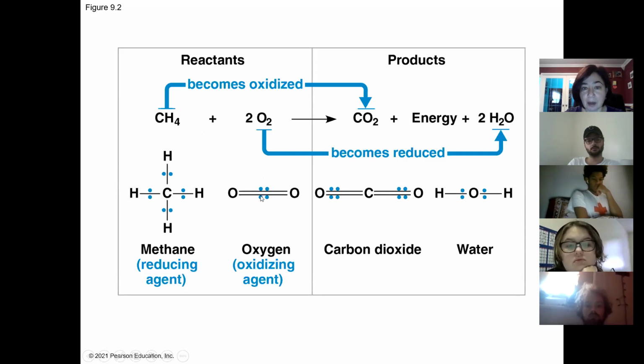This is oxygen, the oxidizing agent. So basically, this is a reaction of burning of methane, right? You burn methane, you get carbon dioxide, you get energy released, and you get water. Now pay attention, in the molecule of carbon dioxide and water, what actually happened, right? So carbon transferred electrons to oxygen, right? And oxygen became reduced in the molecule of water, H2O, right?